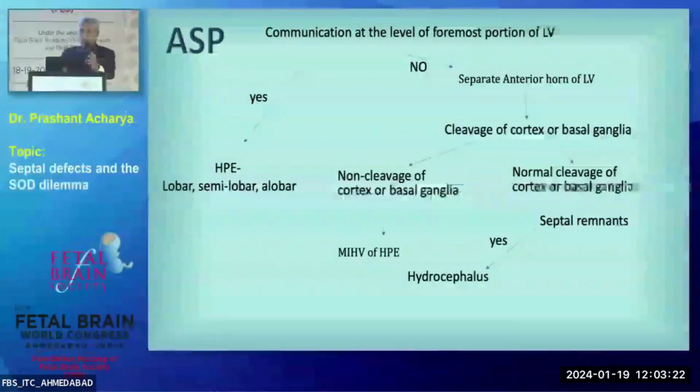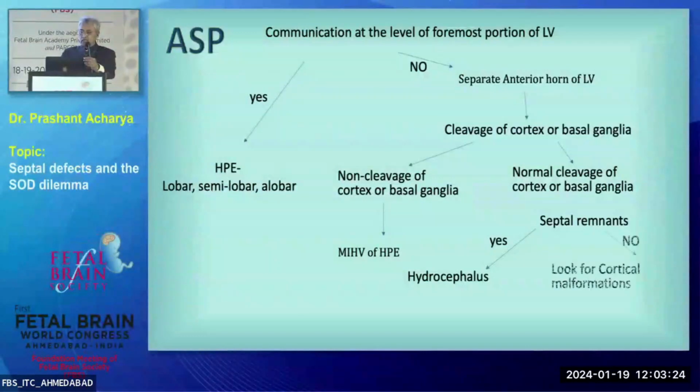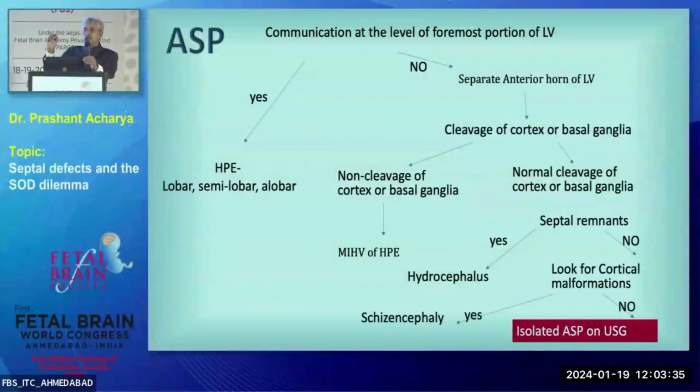If they are there, then you may be looking for hydrocephalus. If there are no septal remnants, look for cortical malformations. If there are cortical malformations, then it is schizencephaly. If there are none, then there is a possibility of isolated absent septum pellucidum. Then you try to look for the optic chiasm and so on. So your journey for looking for the optic chiasm starts at this point.